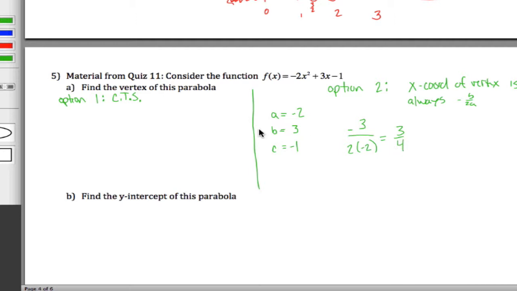So what you can do, it wants to know where the vertex is. Well, this is the x-coordinate. Once you know the x-coordinate, you can find the y-coordinate by plugging it into the original function.